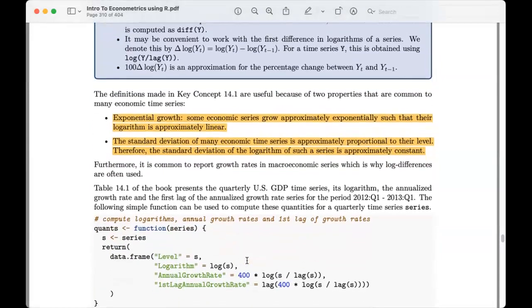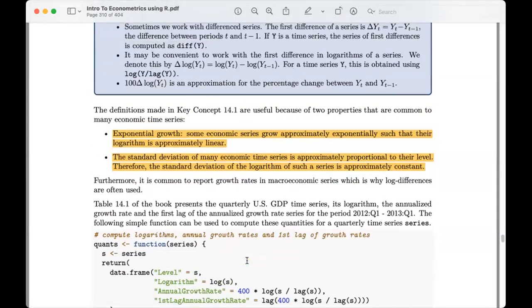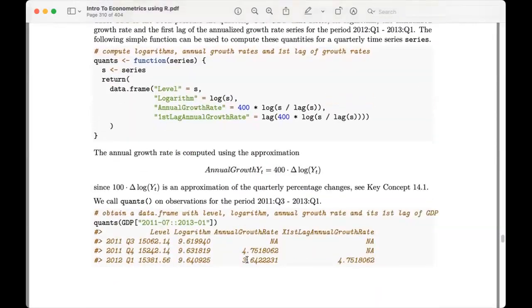Yeah, so it's just trying to justify why we need to do some transformation of our time series data, to avoid problems of non-linearity and also some other problems that might arise when we use the time series data without transformation, like using logs or using first differences.